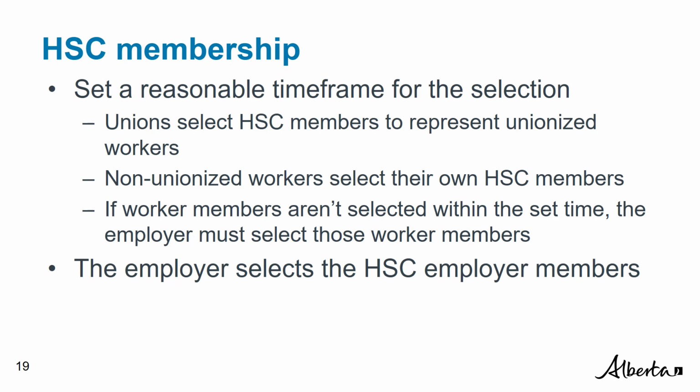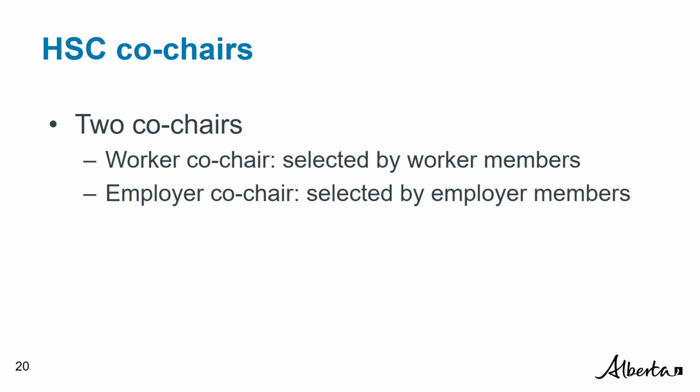Applicable unions select health and safety committee members to represent unionized workers. Non-unionized workers select their own committee members. If the union or non-union workers don't select their representatives within the set time frame, the employer must select those worker members. And of course, the employer selects the committee's employer members. Another part of establishing a health and safety committee is selecting 2 required co-chairs. Worker members select the worker co-chair, and employer members select the employer co-chair.